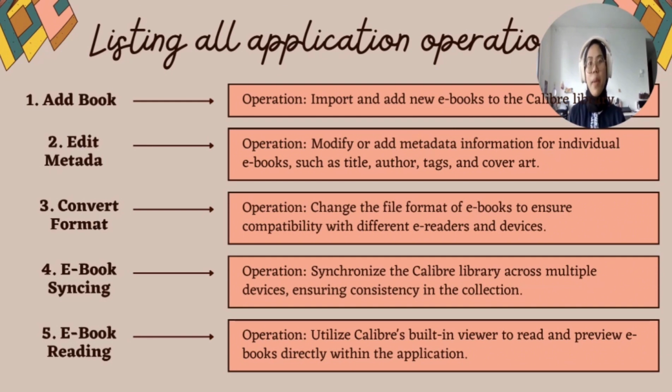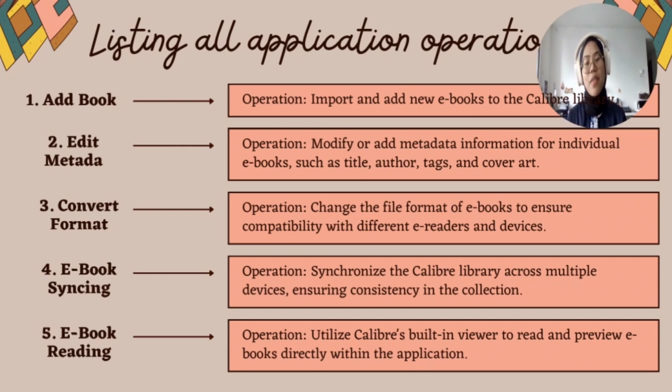Number 3, we have convert format. Change the file format of an ebook to ensure compatibility with different e-readers and devices. Number 4, we have ebook syncing. It will operate to synchronize the Calibre library across multiple devices, ensuring consistency in the user's collection.